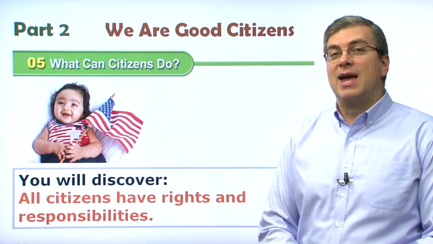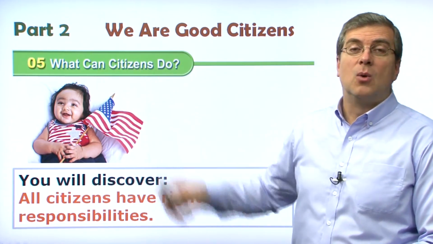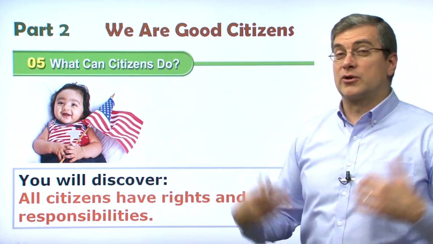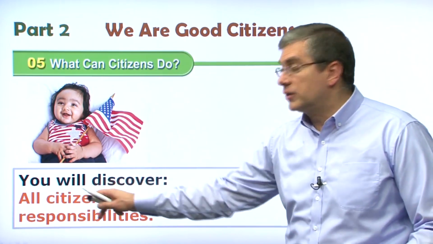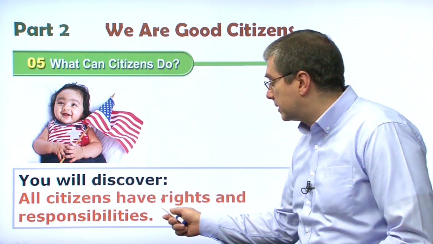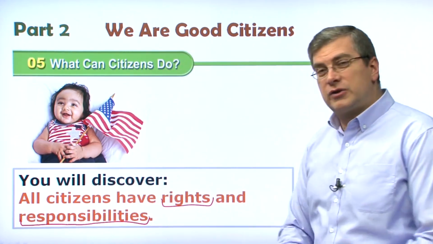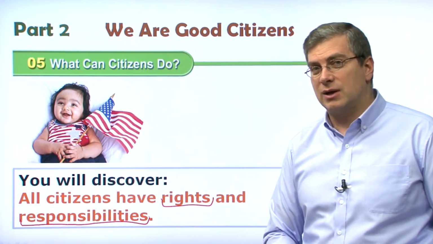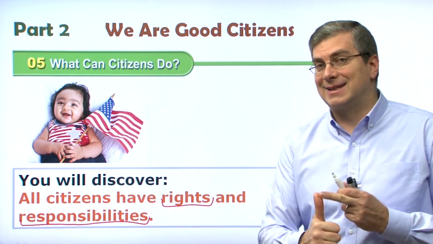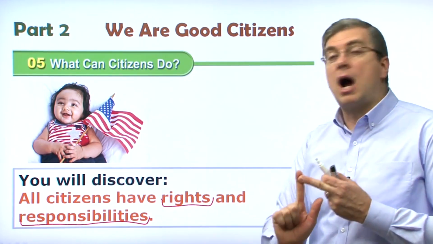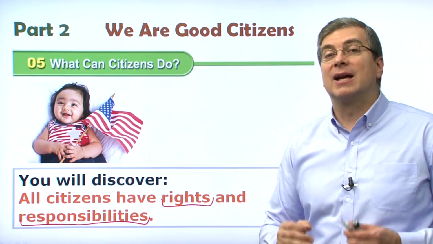We're on Lesson 5. And in Lesson 5, we're talking about what can citizens do? Of course, we are all citizens of our country. Now, in this unit, we will discover all citizens have rights and responsibilities. So we're going to be talking about two main things in this unit, right? We're talking about what are our rights as citizens, and two, what are our responsibilities as citizens?